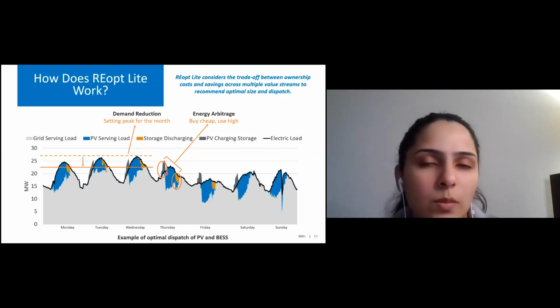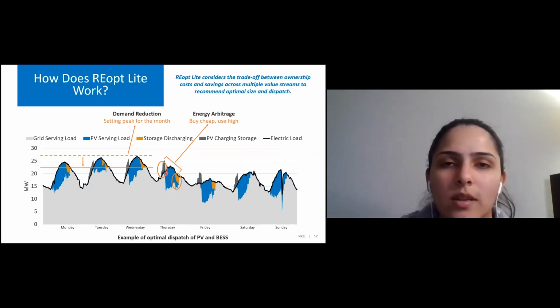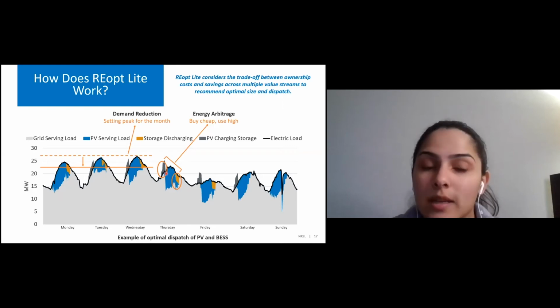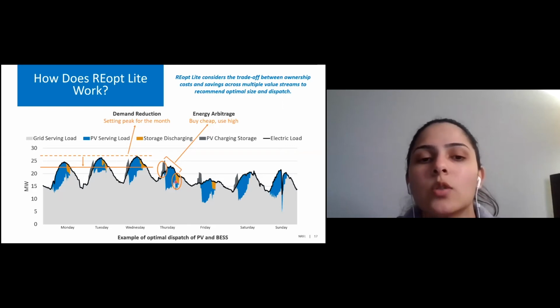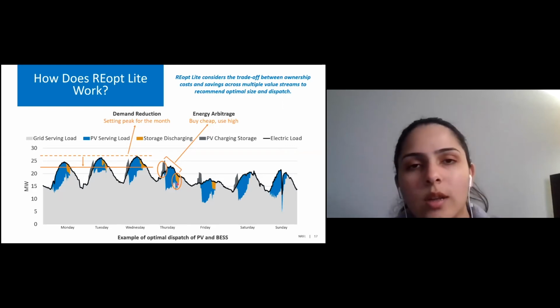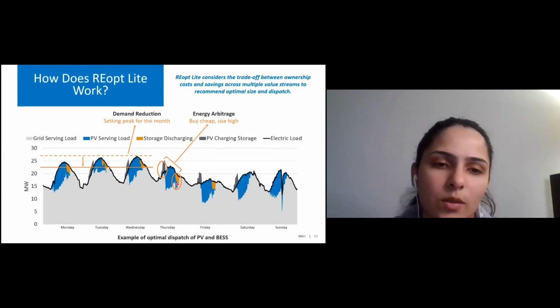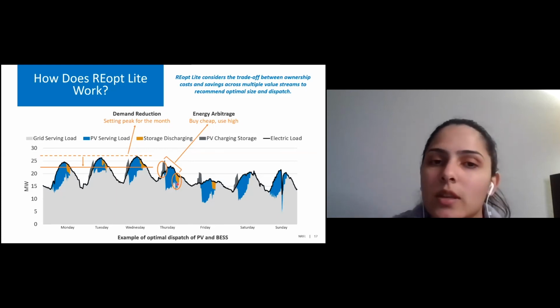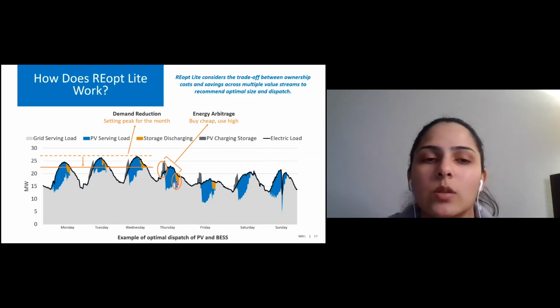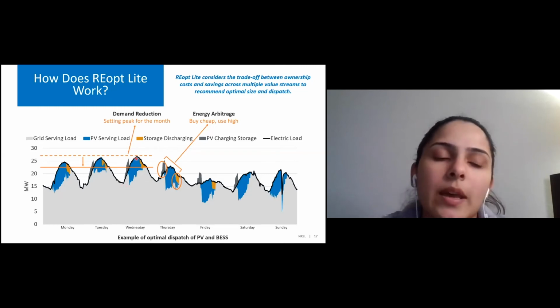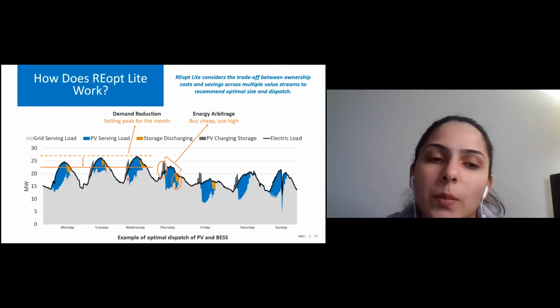Buy the energy from the grid when it's cheap, store it in your battery, and then use it to serve your house load when the energy is costly from the grid. So that's one of the ways it's trying to minimize the cost there. Then demand reduction.